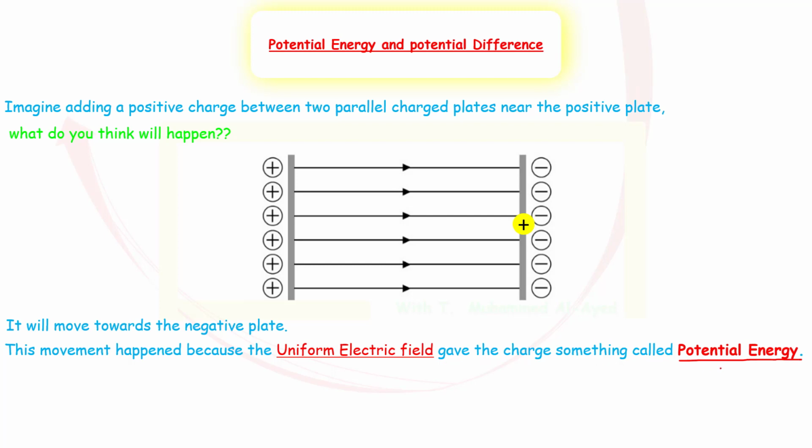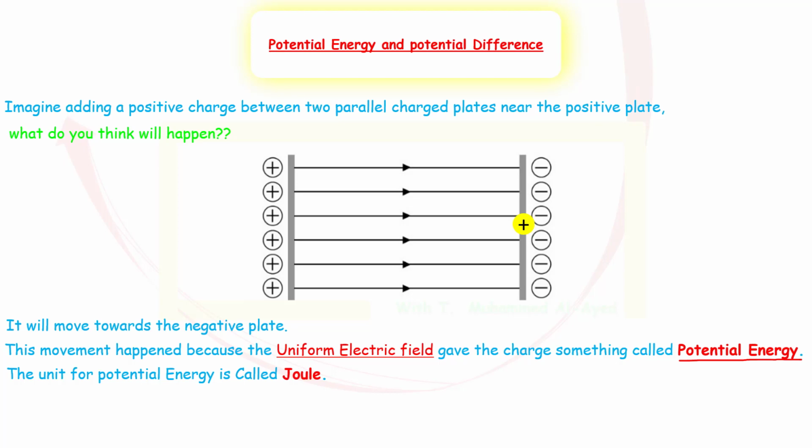For any object to move, it needs energy. Where did this energy come from? Well, it came from the uniform electric field. So it's very easy and pretty obvious. So we can say that the potential energy is the energy that was given to this positive charge from the uniform electric field. Okay?